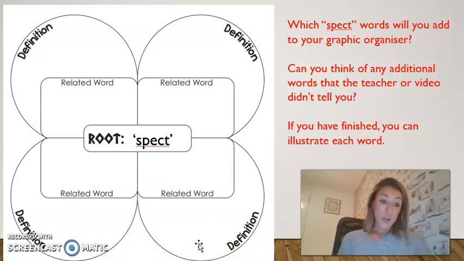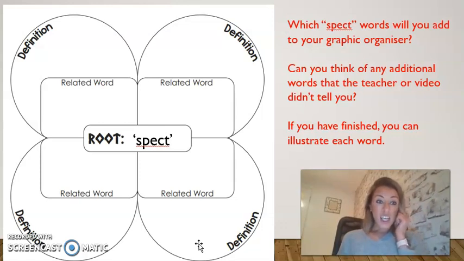We love to illustrate words in year 4, just like Mrs. Wordsmith does, because it helps to get that word into our brain to help us remember it. So feel free to add some little illustrations to your graphic organizer. And don't forget, take a picture, send it across to us.